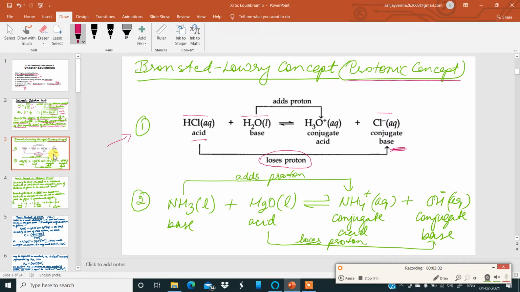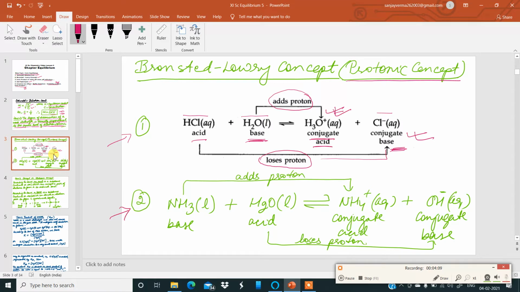Similarly, water, in the presence of hydrochloric acid, is acting as a base where it is taking up a proton. Water is taking up a proton and becoming the conjugate acid, which is hydronium ion over here. So remember this. Acids lose protons and form a species called conjugate base, and bases accept protons, receive protons, and form conjugate acid. In this case, it is hydronium ion.